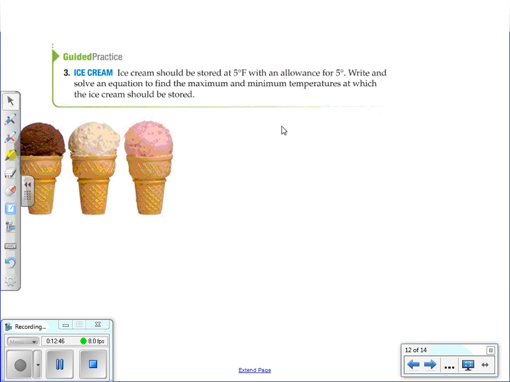Here's your guided practice. Try this problem, and try it both ways. Try to graph it and try to do the algebraic equations.